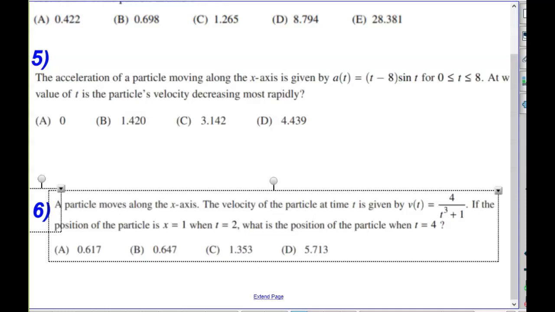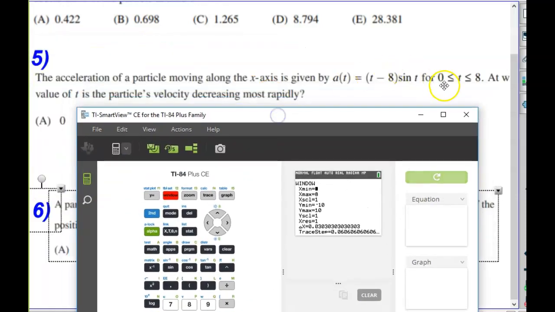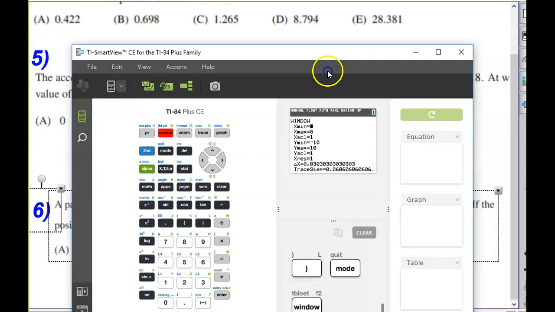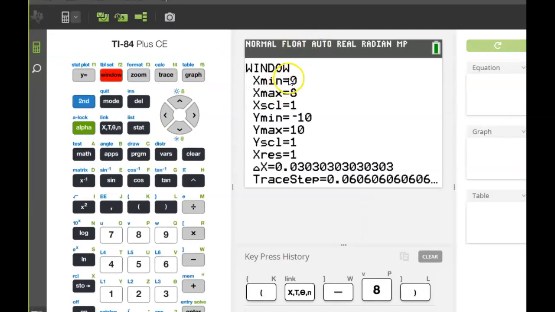All right, so I typed that into my equation. Notice it says t goes from 0 to 8. What I'm going to do is just fix my window from 0 to 8 because that's the x values. I don't know if the y values are good enough, but that's fine. So window 0 to 8 for your x's. Hit graph.